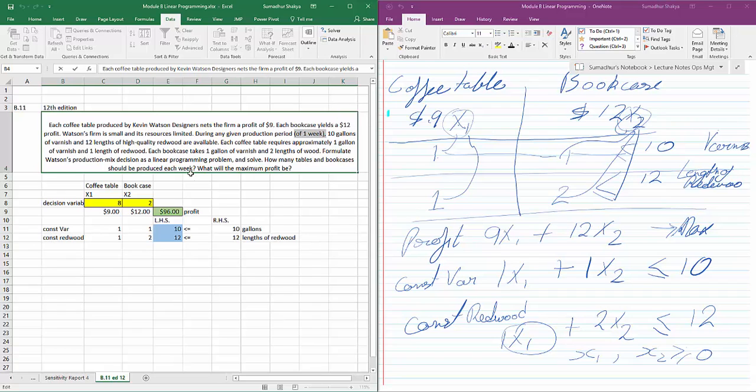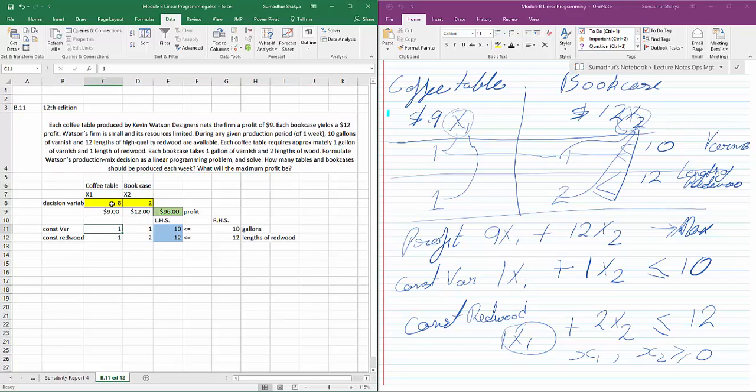By doing so, we will use 8 times 1 gallons of varnish for the coffee table, and 2 times 1 gallons of varnish for the bookcase. At the same time, we will be using 8 times 1, so 8 lengths of redwood, and 2 times 2, which is 4, so a total of 12 lengths of redwood, which is exactly equal to the given value.